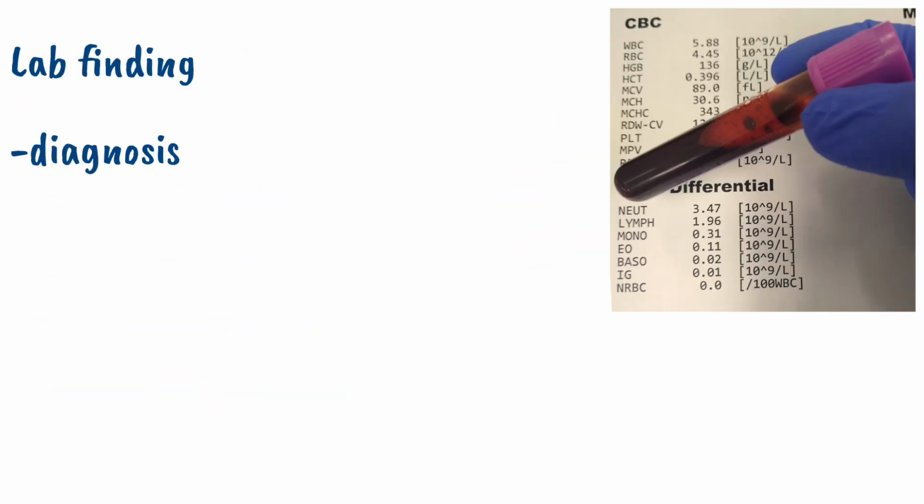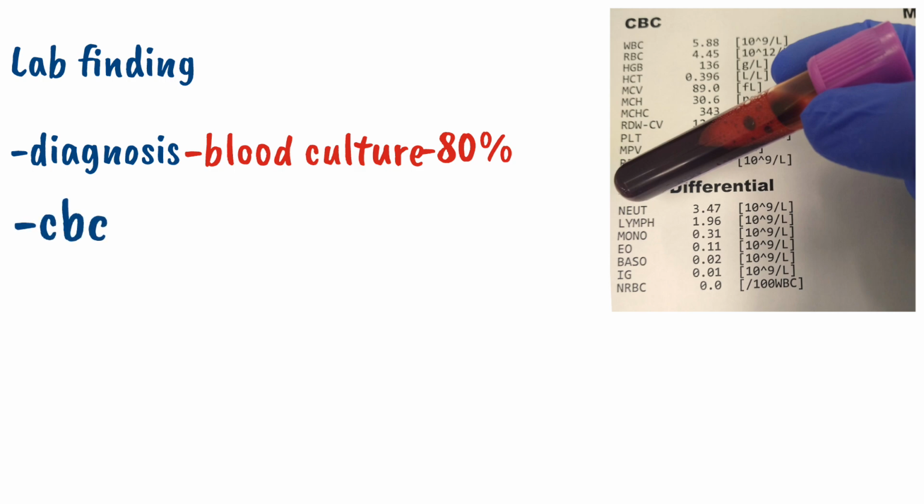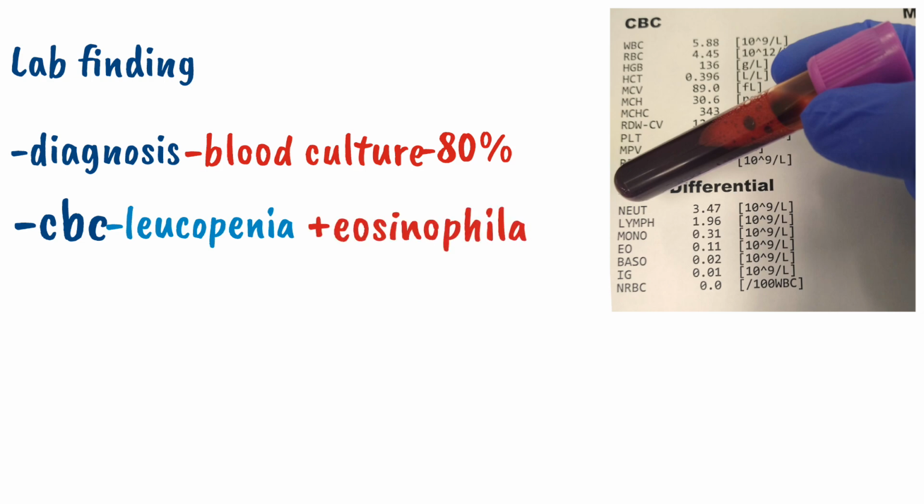The diagnosis of typhoid fever is usually made on blood culture. The blood culture is usually positive during the first 2 weeks in 80% of patients, but the blood culture takes time. So for rapid diagnosis, we perform a CBC. The CBC will show leukopenia, meaning a decreased WBC count, along with eosinophilia. Other than this, the patient will also have transaminitis.